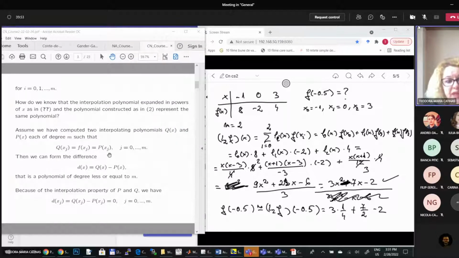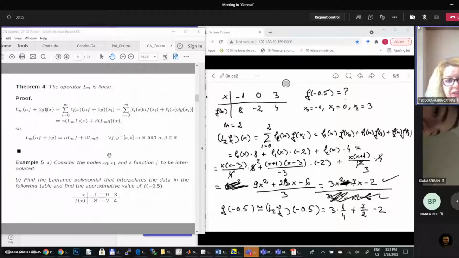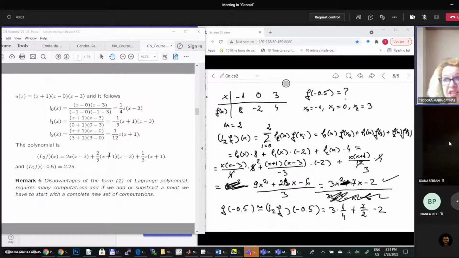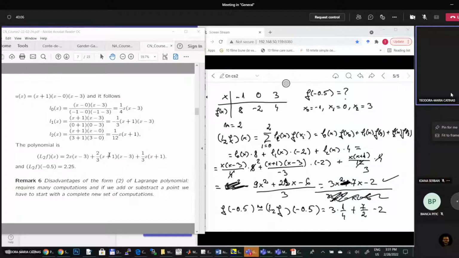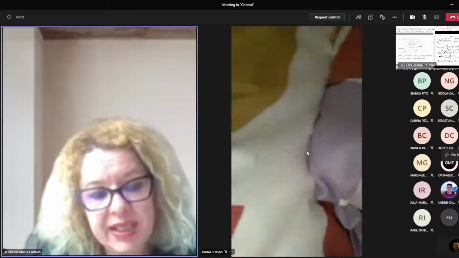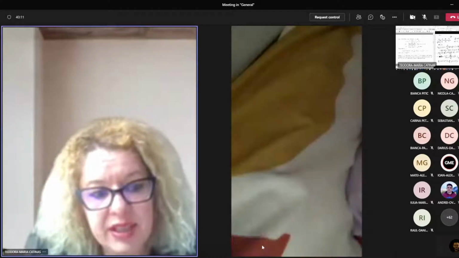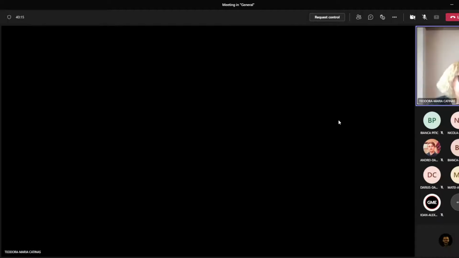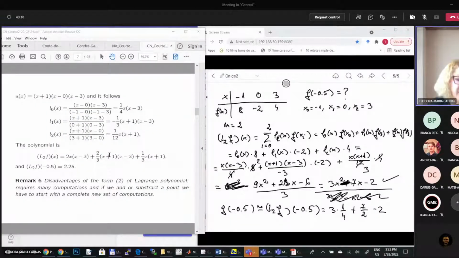This formula, as I already mentioned, is suitable for theoretical problems, but has disadvantages when we have large sets of data, when we want to apply it to practical problems. And we will see some other methods that are suitable for algorithms, and also some other methods suitable for both theoretical problems and algorithms.